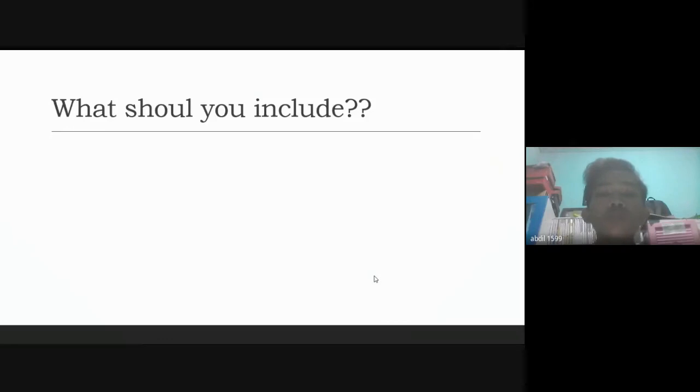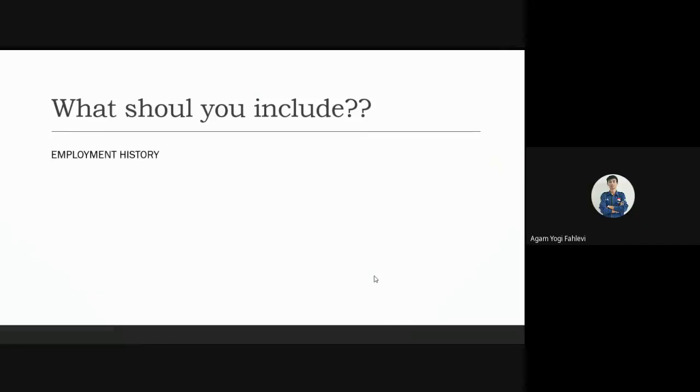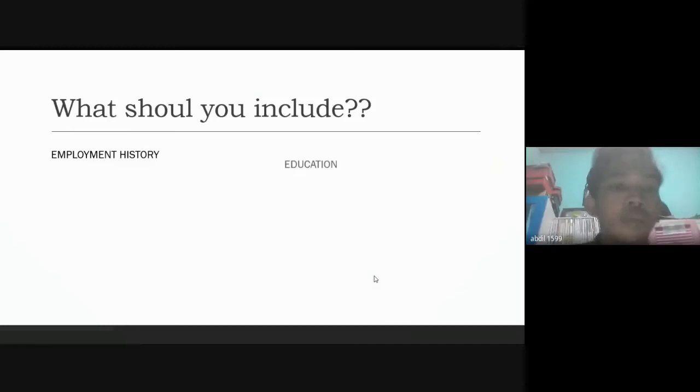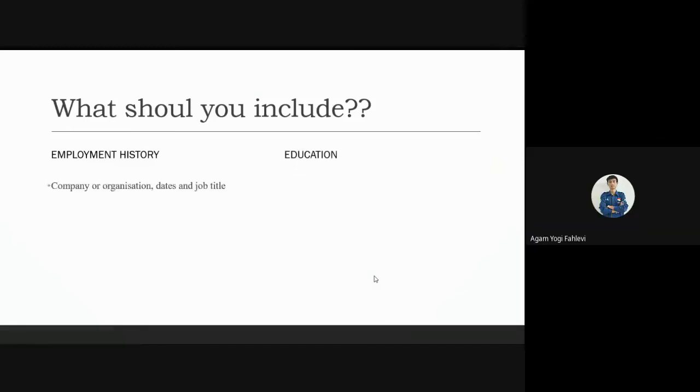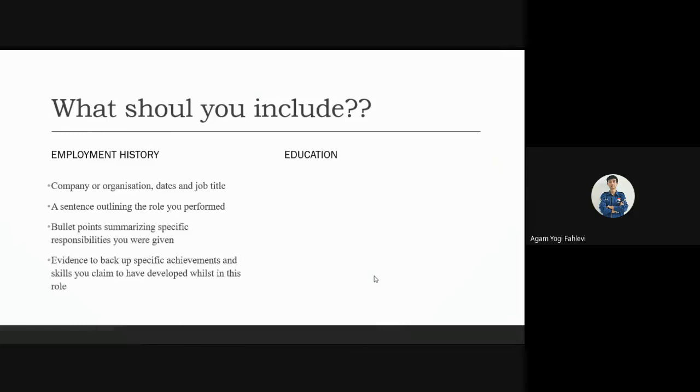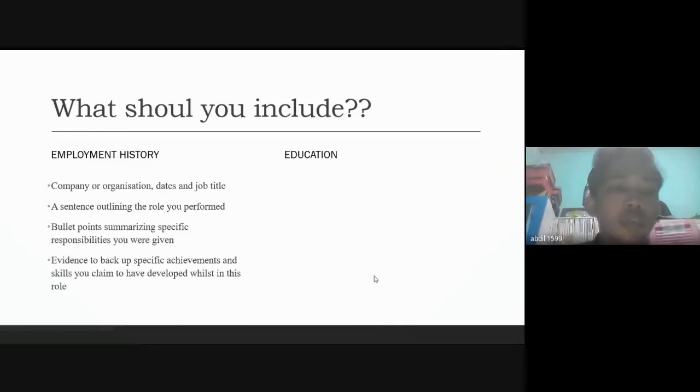Next, what should you include in employment history? In employment history, include the company or organization, dates and job title. A sentence outlining the role you performed. Bullet points summarizing specific responsibilities you were given and evidence to back up specific achievements and skills you claim to have developed while in this role.